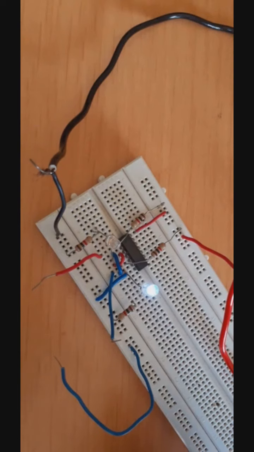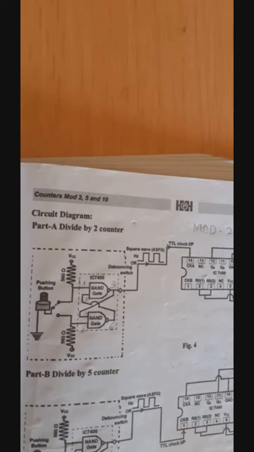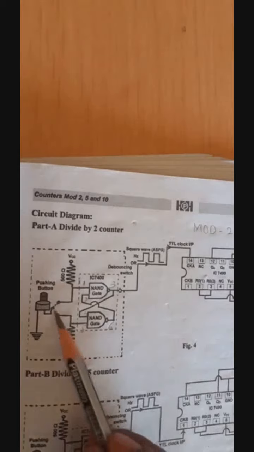Okay, so now let us connect another circuit, that is a mod 2 divider circuit. This circuit is already done, our debounce circuit is already done. So now we design a mod 2 counter circuit.